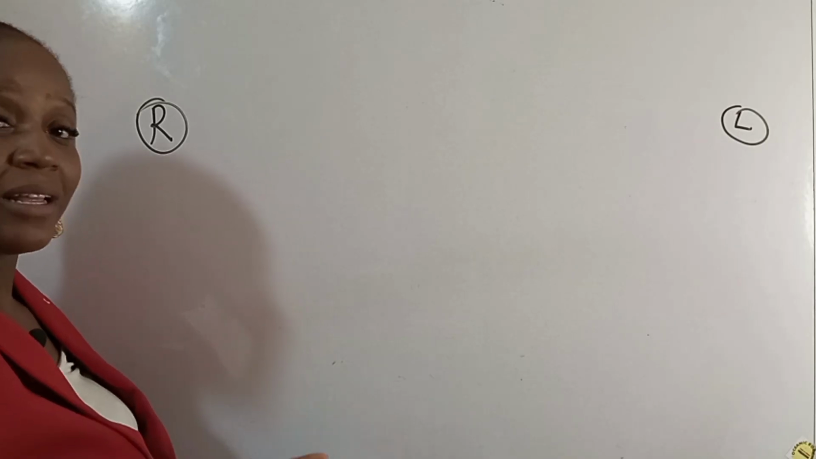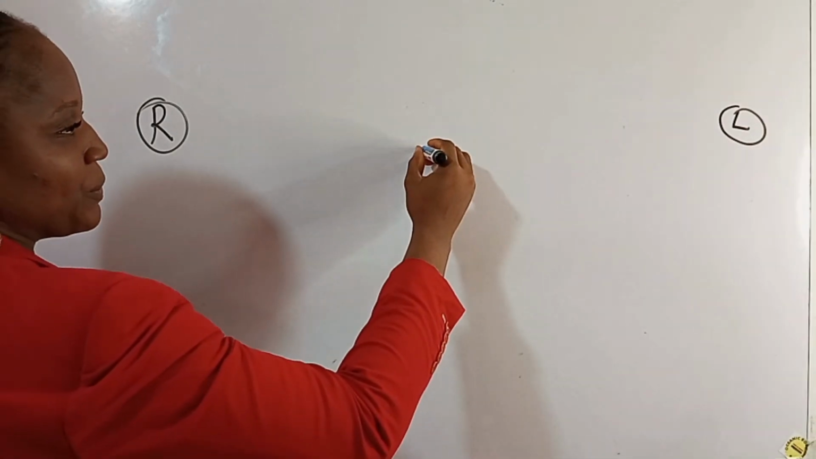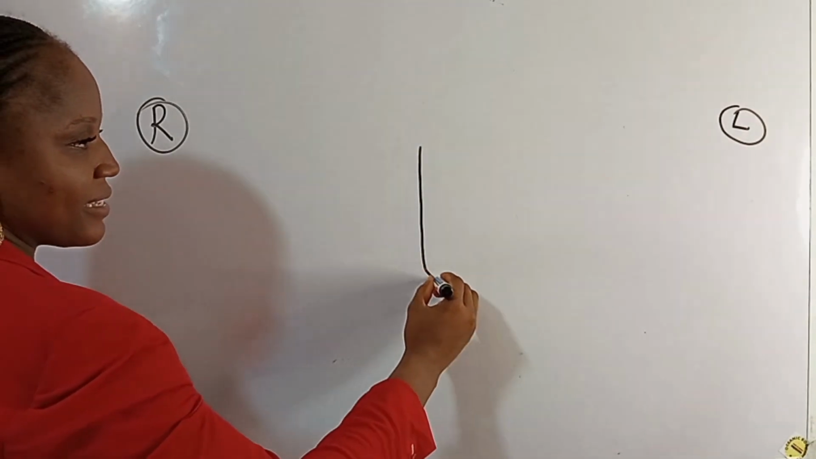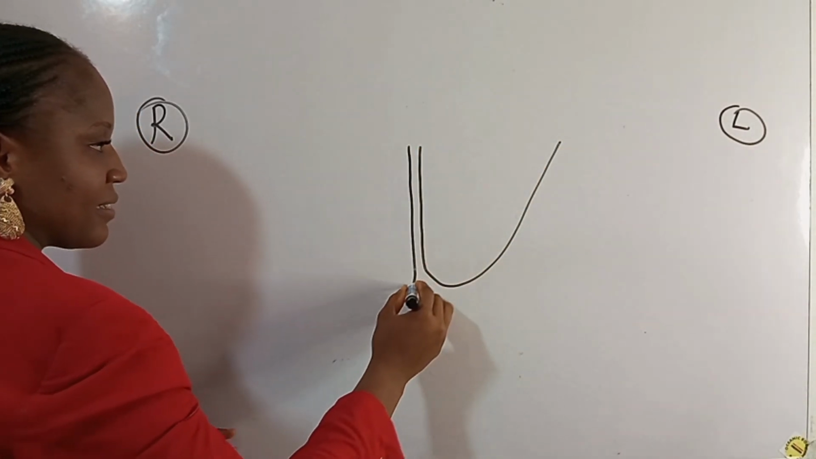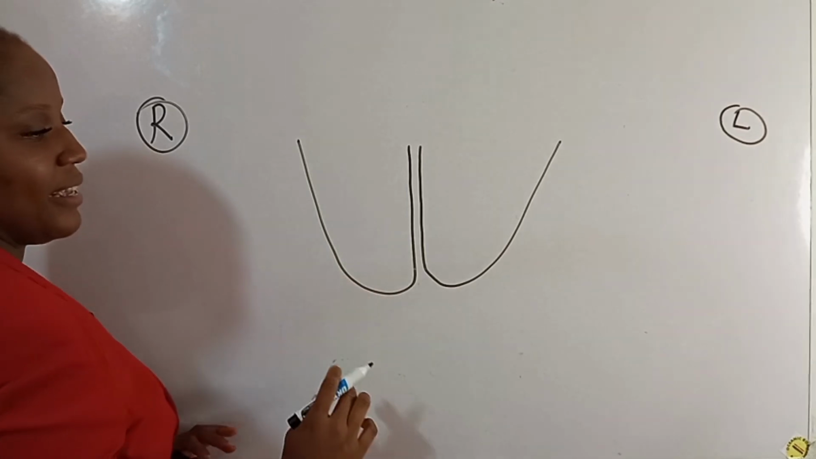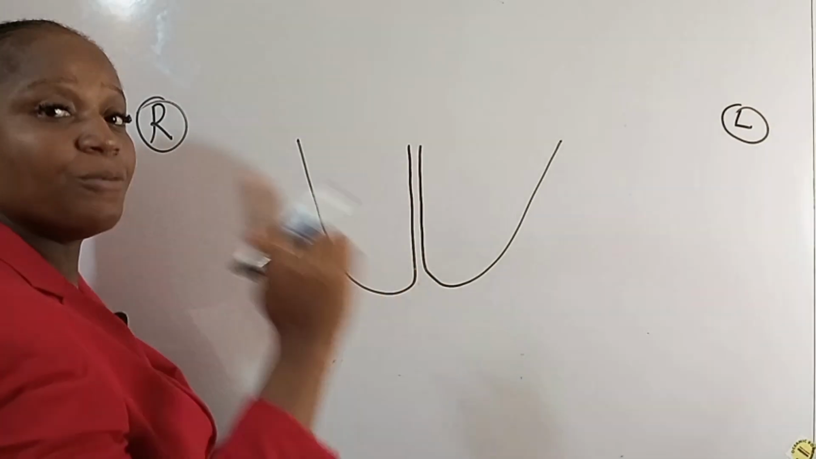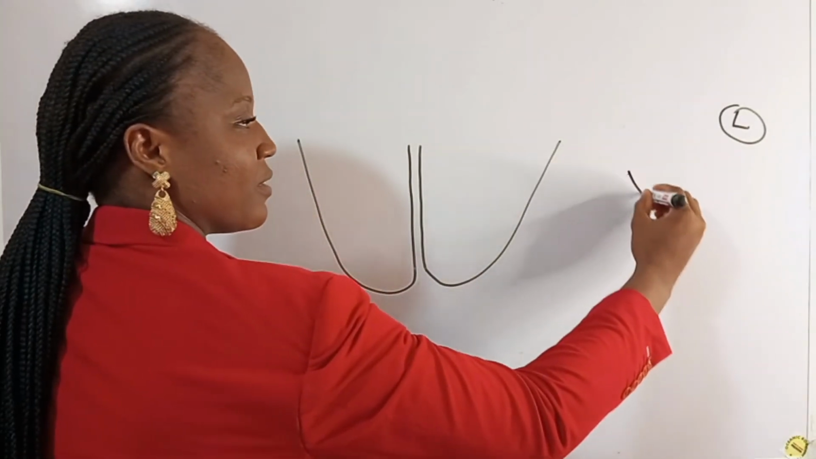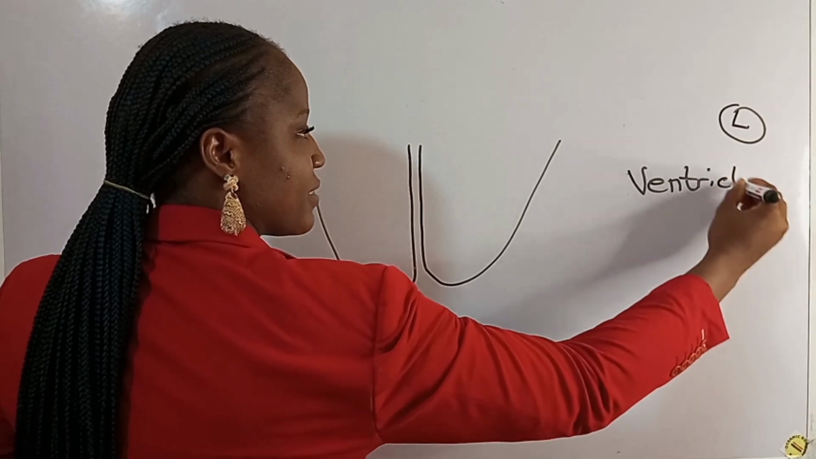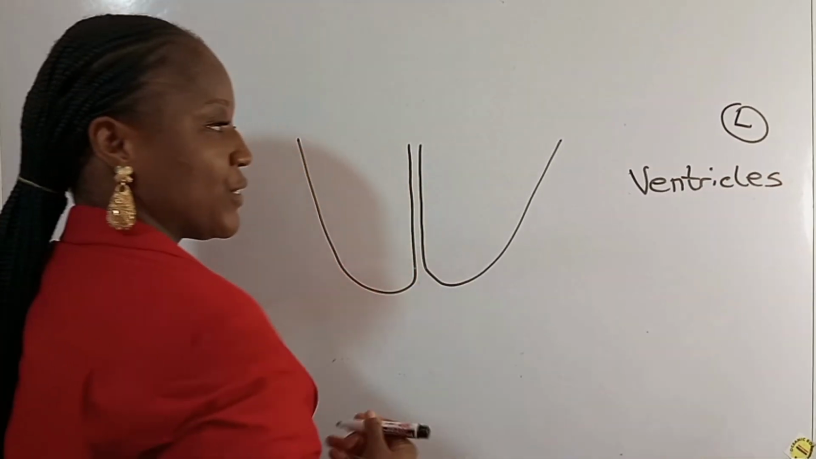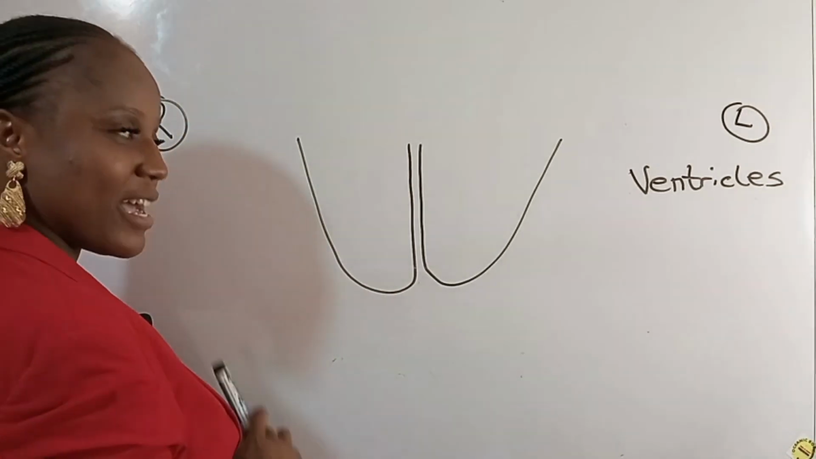Now we'll begin by drawing the basic bottom chambers of the heart. So we have this, and then we have this. These are the two basic bottom chambers of the heart known as the ventricles. Here is the left ventricle and here is the right ventricle.